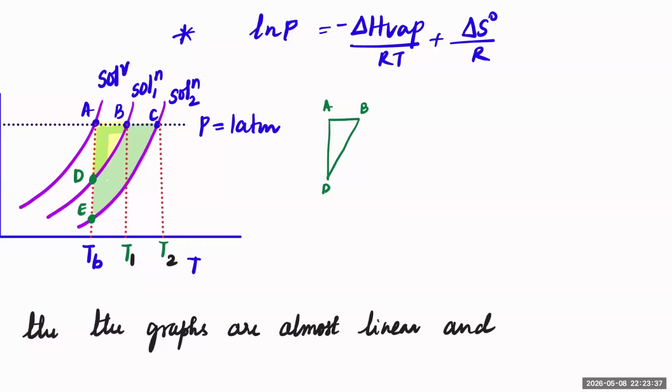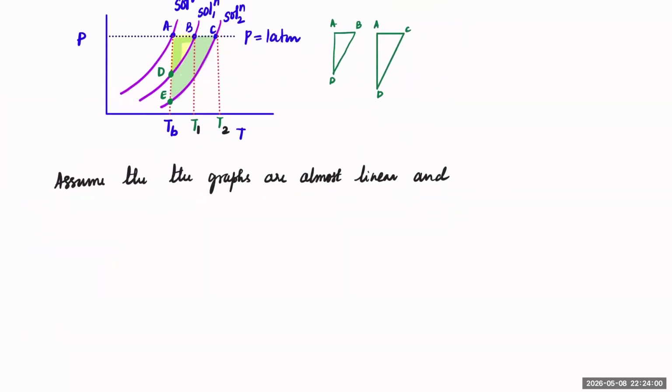And similarly, you are also getting one more triangle. If your concentration is slightly increased, you'll get one more triangle like this. What is this one? ACD. You'll get this as ACD here. So you'll get ABD and ACD as these two triangles. In this region they are almost linear, so we can assume that these are the two triangles.